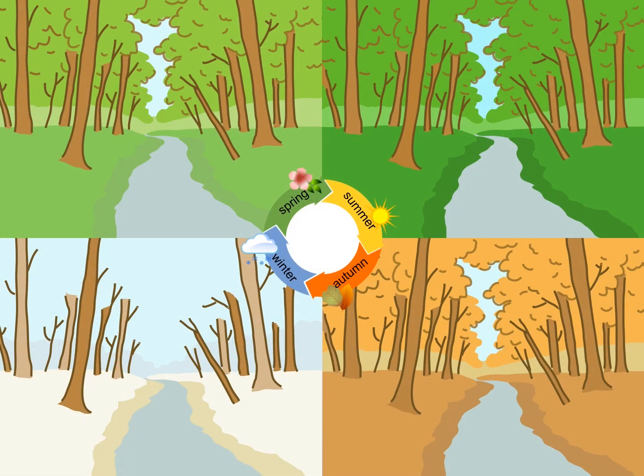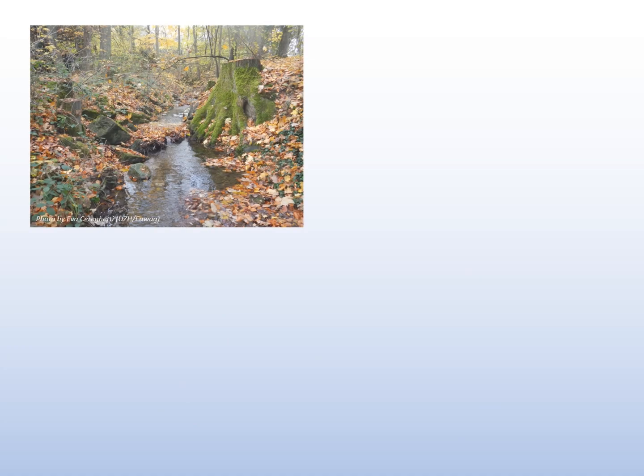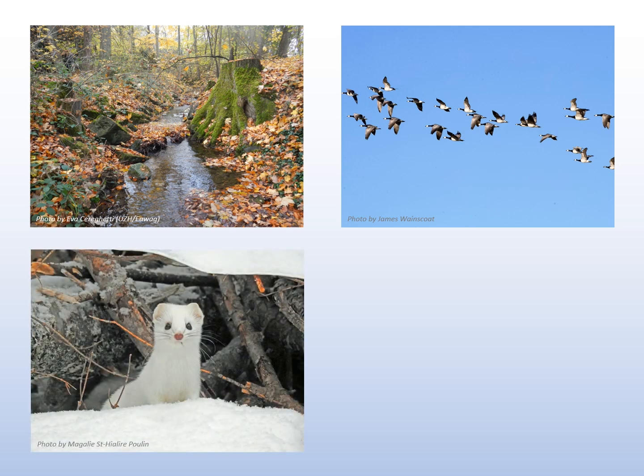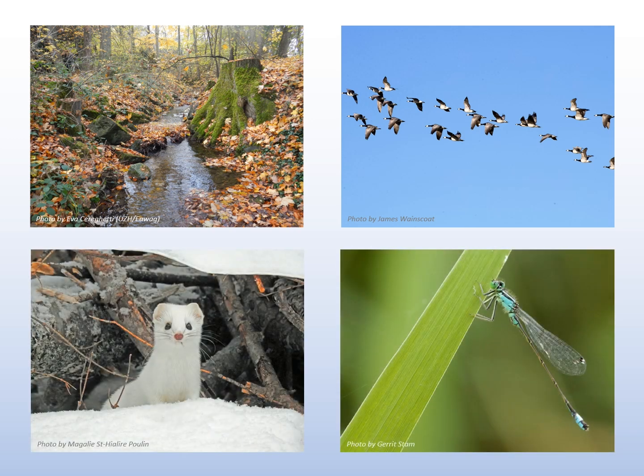Temperate ecosystems experience dramatic seasonal changes in their environmental conditions. These seasonal changes result in well-known ecological processes such as leaf fall, bird migration, changes in fur color, and aquatic insect emergence. While some of these processes might take place over a short time, their effects on ecosystems can be measured over longer timeframes.